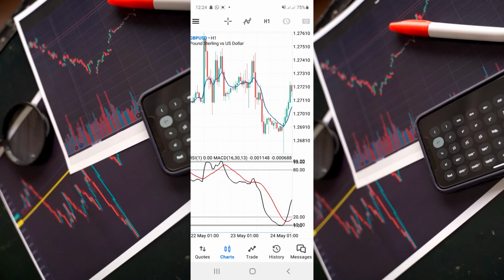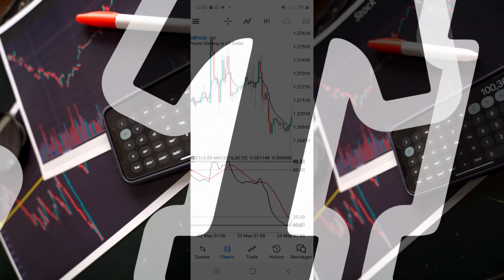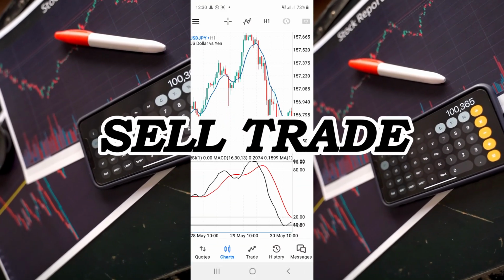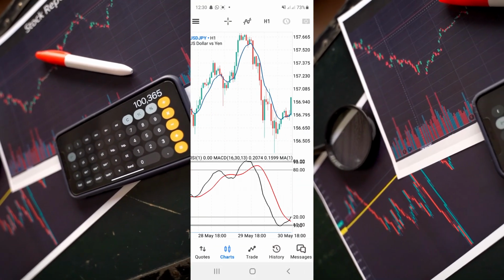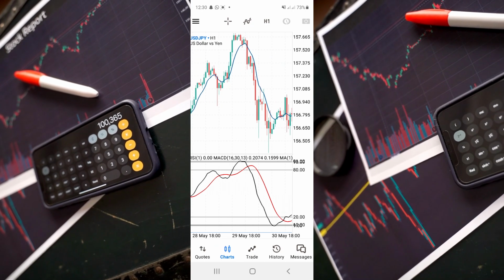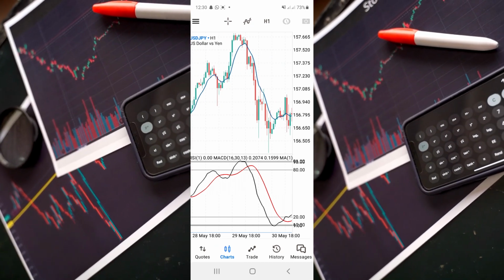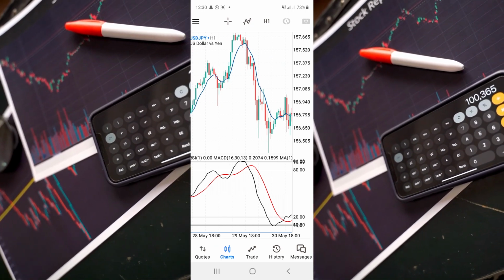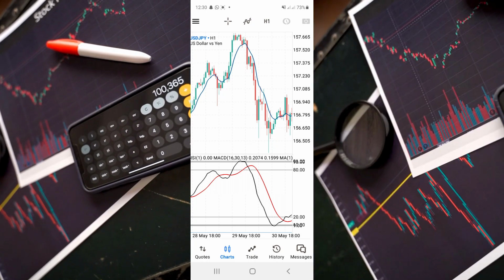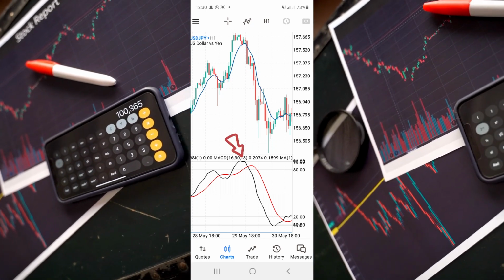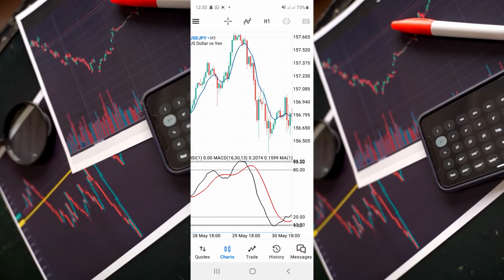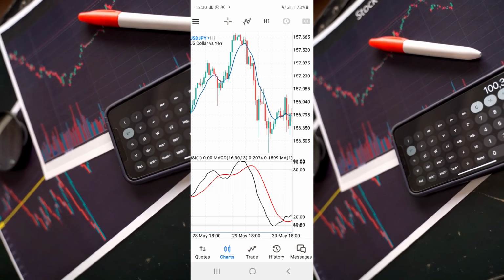Guys, let's look at our last example, which will be a sell trade. This is the USD JPY, and this is the H1 time frame, and we are taking a look at a sell trade. For us to take a sell trade, still 4 conditions have to be met. The first condition is the black line must have tested the 90 level, which happened right here. Then the second condition, the black line should cross the red level, and this happened right here.